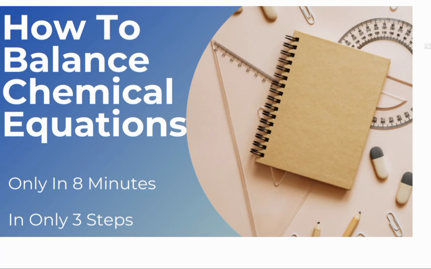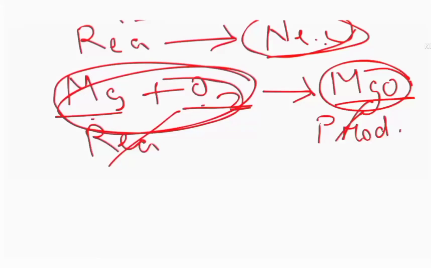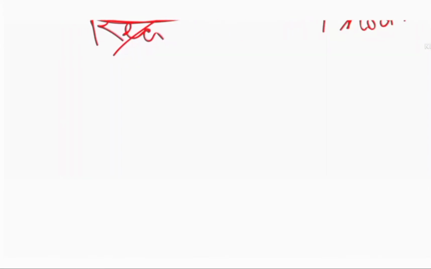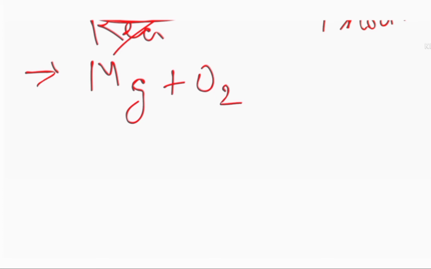So without wasting time, we start our topic. Now we will learn how to balance a chemical equation. For balancing, we should write the chemical equation first. Let's take this example only: Mg plus O2 forms MgO.